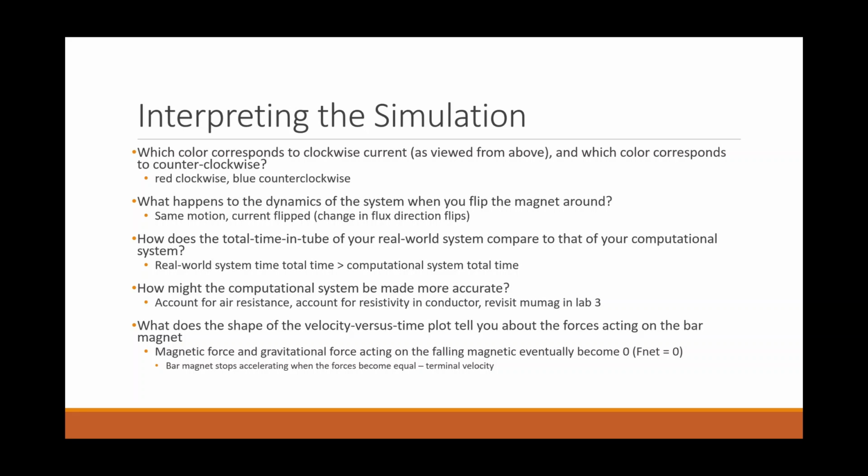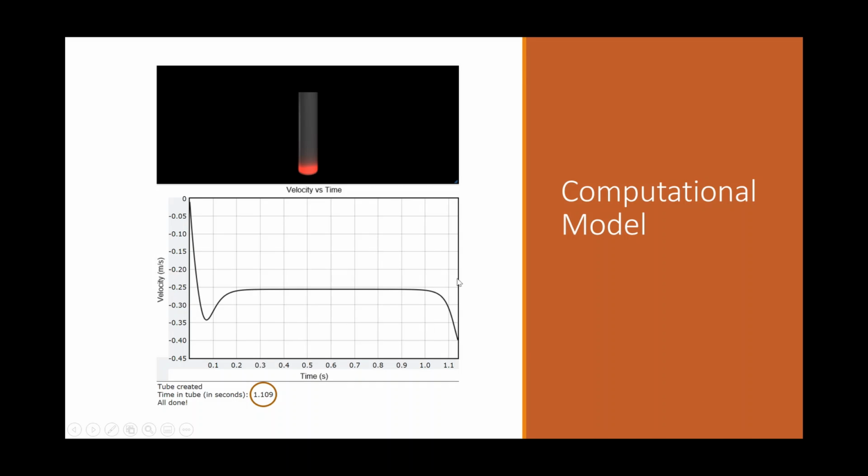The shape of the velocity versus time plot tells me that the forces acting on the bar magnet after a sufficient amount of time has passed eventually equal each other, and so F net becomes 0. This means that the bar magnet stops accelerating when the forces become equal and there's a terminal velocity. You can kind of see that here.